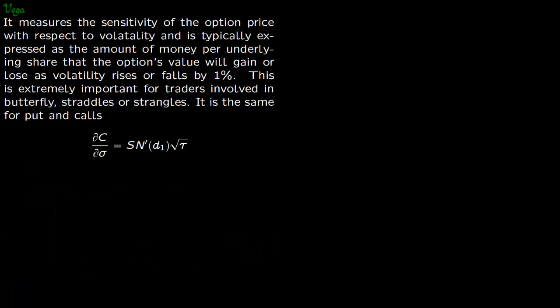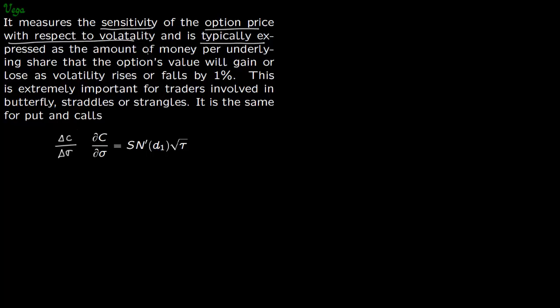We now talk about Vega. Vega is a very important Greek. It is the second most important Greek after delta. So Vega measures the sensitivity of the option price with respect to volatility. So if the volatility changes, that is, a change in volatility, then you have a change in option price. So if volatility changes by 1 unit, we want to know by how much the option price changes.